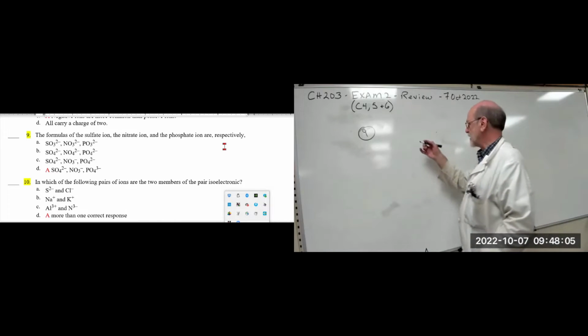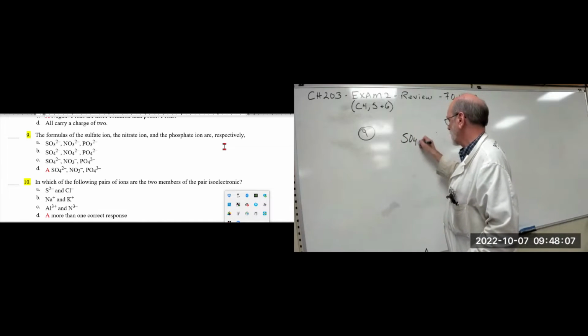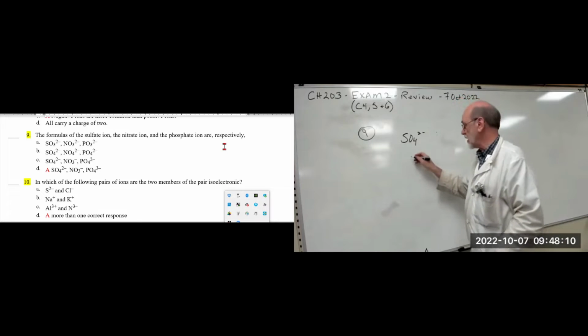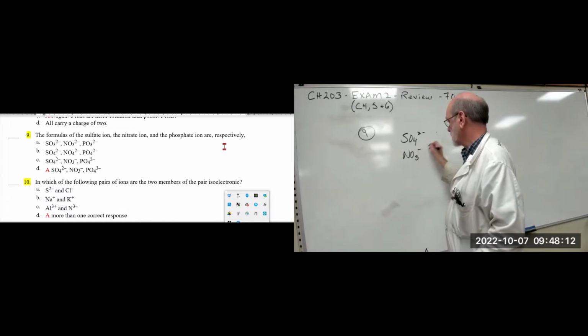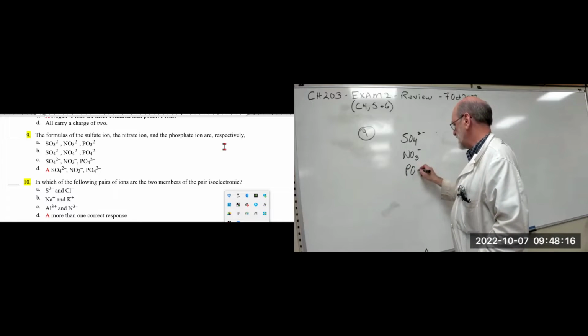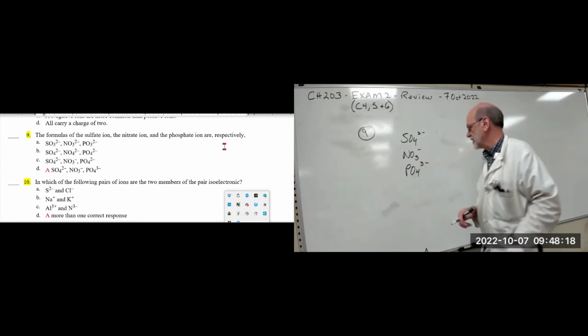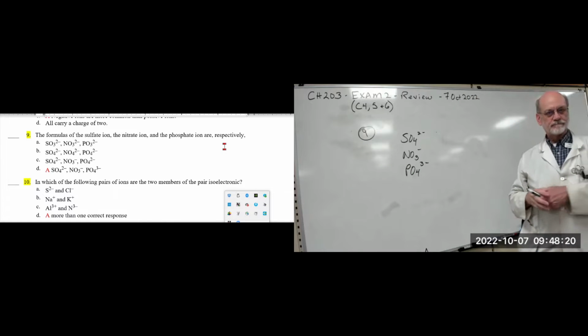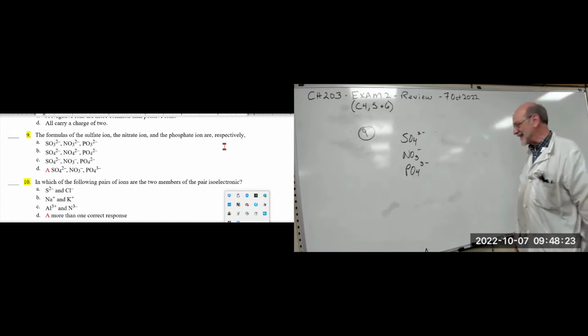So the sulfate ion is this one. We showed that one already. Actually, we showed the nitrate also. And the phosphate, we didn't show that one. PO4 3 minus. Okay. So that's why the answer is D.